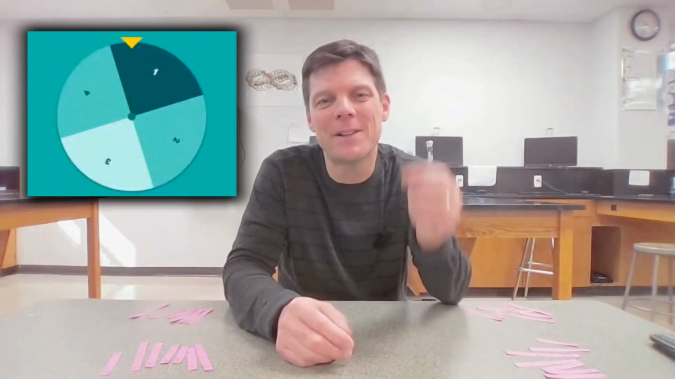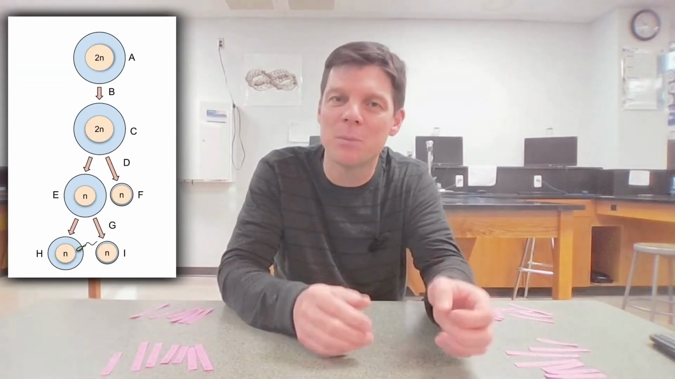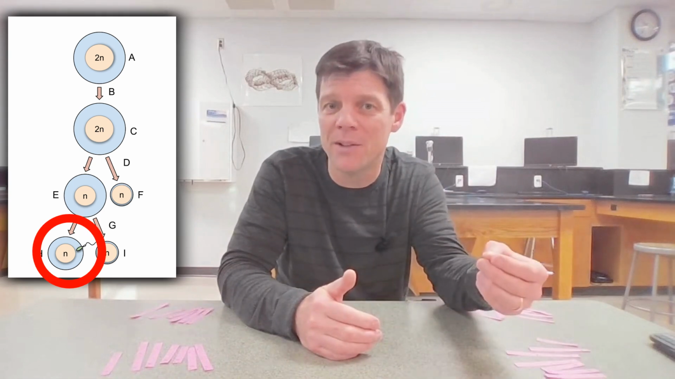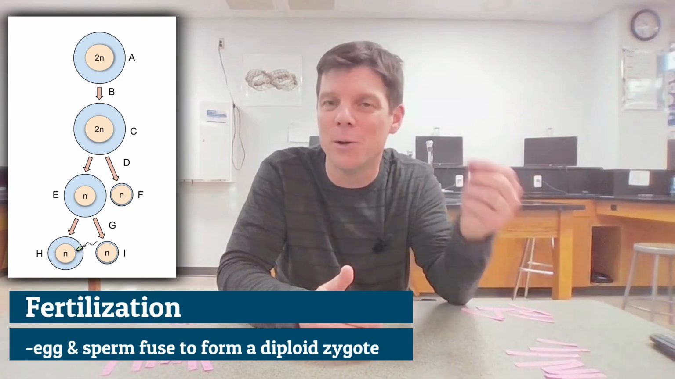To keep this scientifically accurate, we're going to use a spinner. For our first spin, we'll select which of the 4 female cells becomes the egg. Spin 2 selects which swimmer wins the race to the egg. The haploid egg and the haploid sperm come together to form a diploid zygote. This process is called fertilization, the moment a unique set of genetic instructions gets locked in.